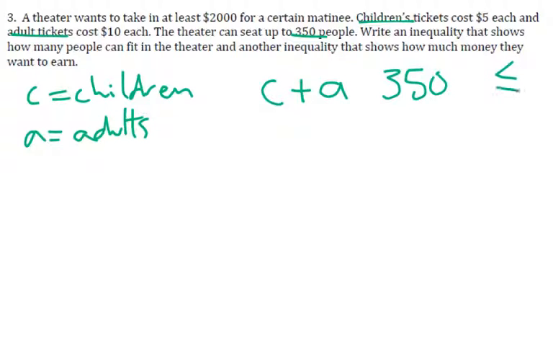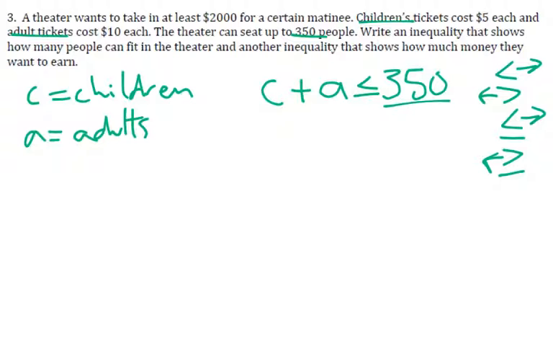Well, we have less than, greater than, less than or equal to, or greater than or equal to. Okay, remember, whichever side it's open to should be the bigger side. So we want 350 to be the biggest side, so we open like that. Can it also be equal to? Yeah. So we can do C plus A is less than or equal to 350. That would be how many people can fit.